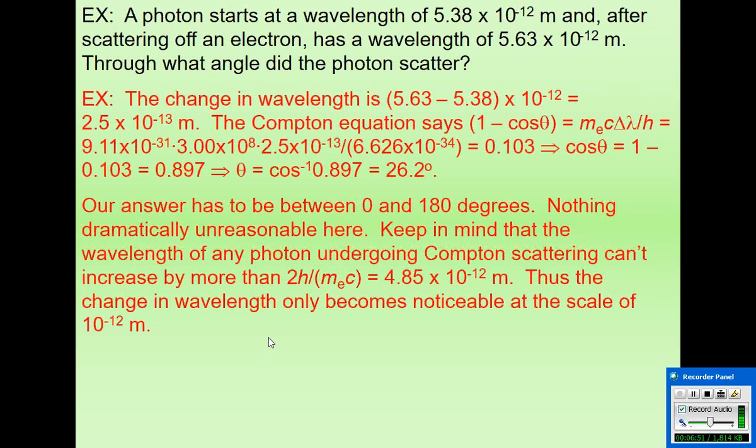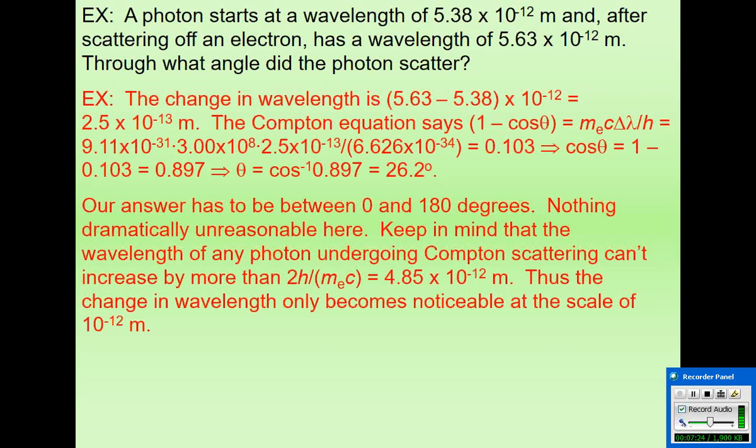What's its outgoing angle compared to its incoming trajectory? And the change in the wavelength, lambda final minus lambda initial, notice that both values are times 10 to the negative 12. So we can simply take 5.63 minus 5.38 and multiply that result by 10 to the negative 12, and we get 2.5 times 10 to the negative 13. Now, this quantity is going to be equal to h over mc times 1 minus cosine theta. We're trying to find theta.